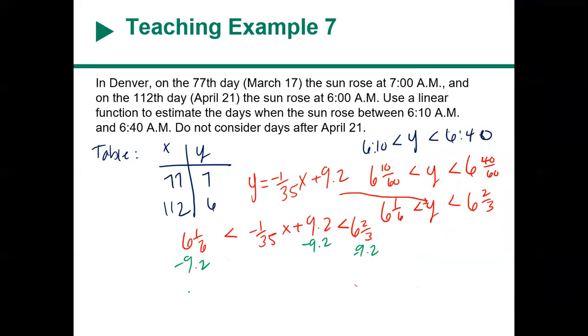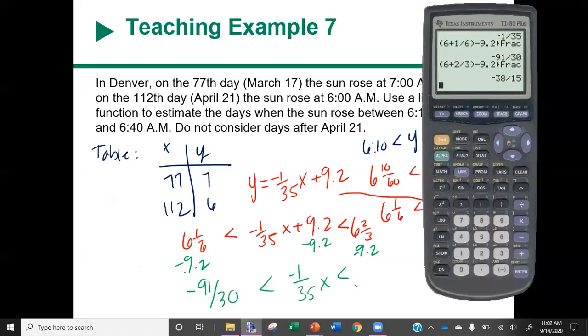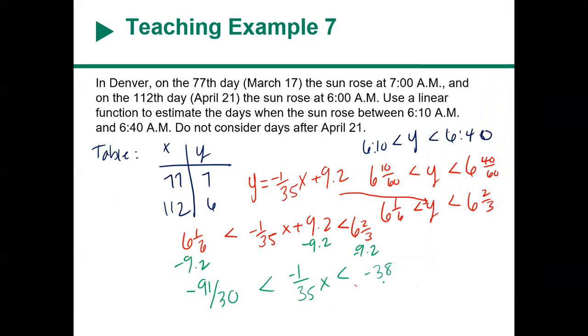Notice how I'm holding on to my fractions until the very end. So we have negative 91/30 and, what was it? Was it 38/15? Negative 38, yeah. And negative 38/15. And then my last step that we said we were going to need to do is multiply everything by negative 35 and flip the sign. So I'm multiplying everything by negative 35. I'm going to multiply by negative 35. And flip the signs.